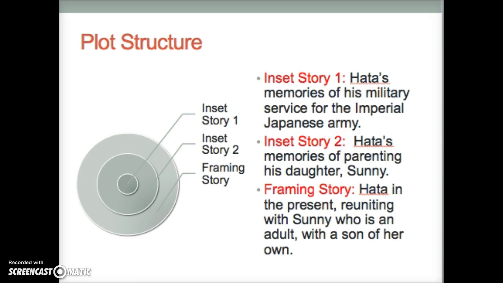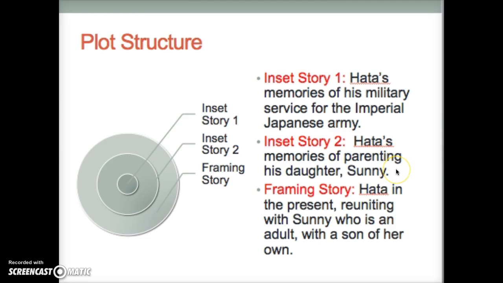So that was the inset story where he's a young man serving for the Japanese military, and then all of his experiences that he had as a young man in his service that continually will haunt him for the rest of his life. The second inset story is his memories of parenting Sunny.